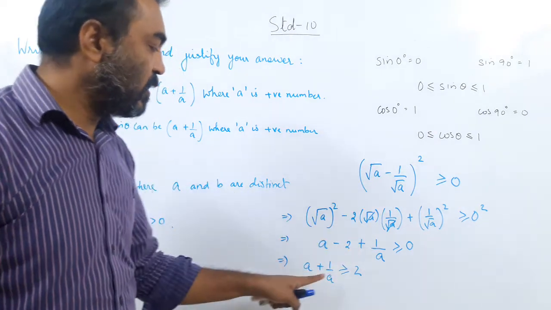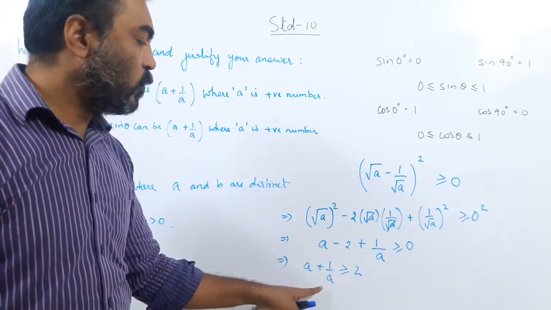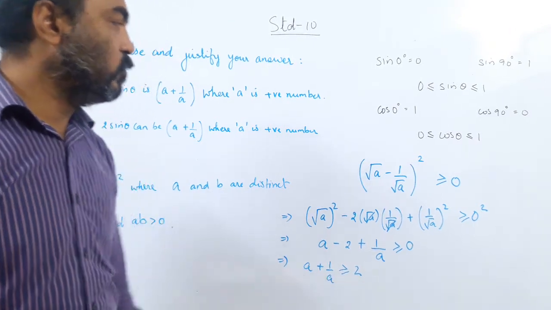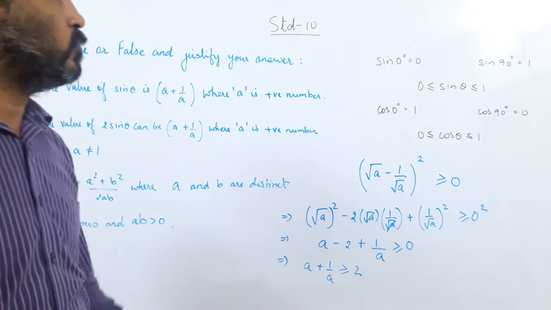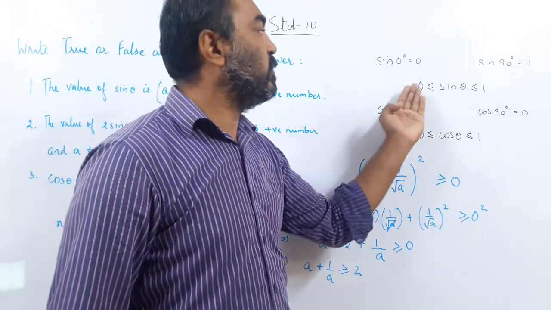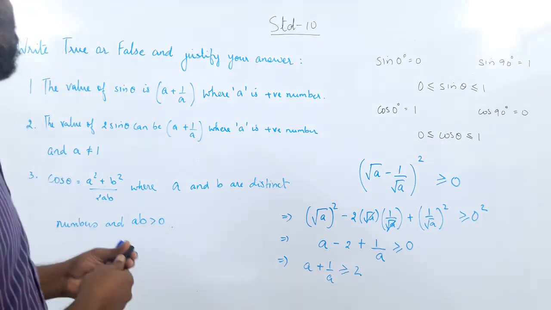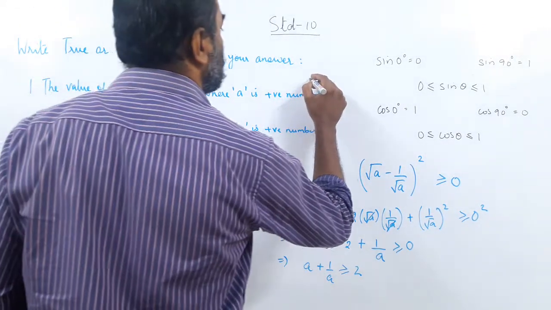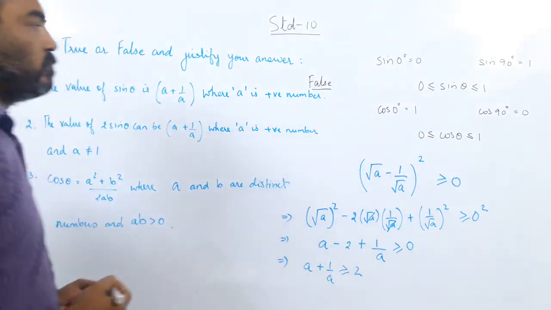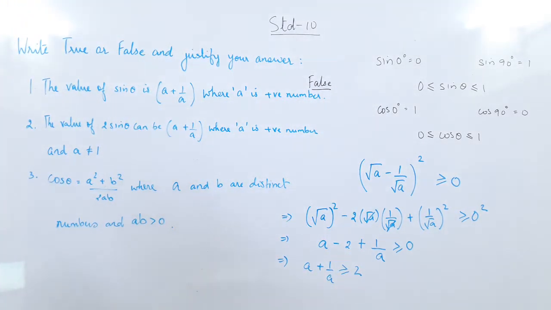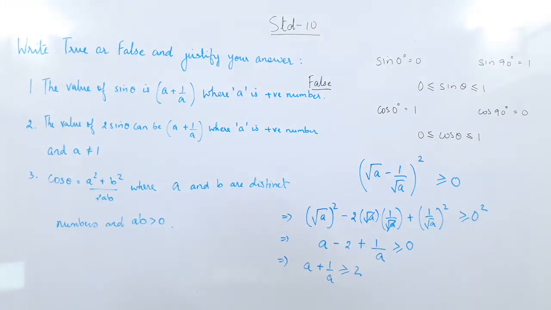After solving this I got that if this is the case taken, then a plus 1 upon a is always greater than or equal to 2. But sine theta can never be greater or equal to 2 because sine theta lies between 0 and 1. So this statement is false. The statement is false. And this is the way you are supposed to do the sum.